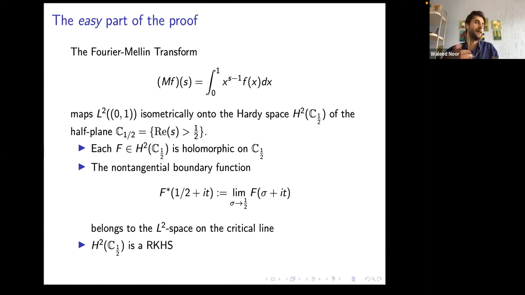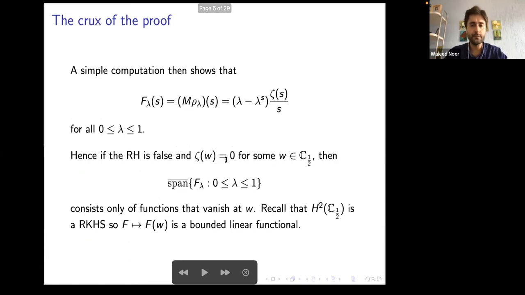L2 space on the critical line is basically a copy of L2 on the real line. Okay, and also this is a reproducing kernel Hilbert space. So we'll talk about reproducing kernel Hilbert spaces. So what is the idea of the proof of the result?